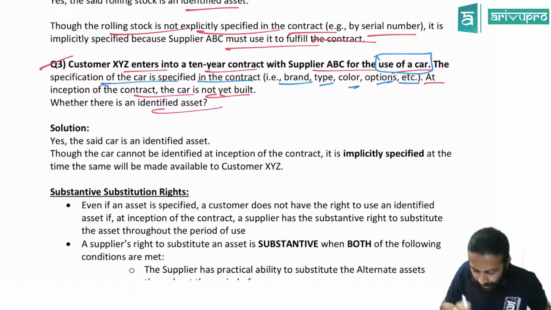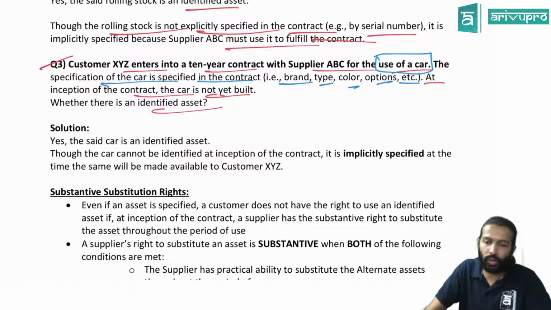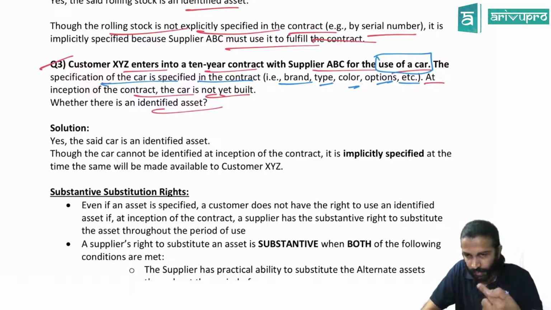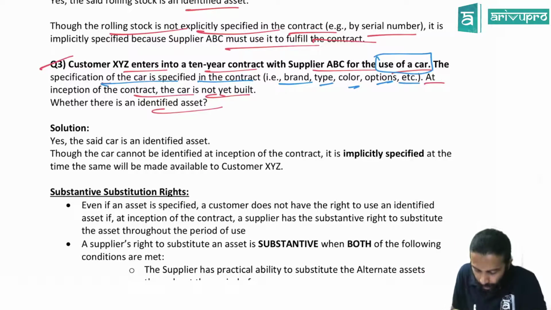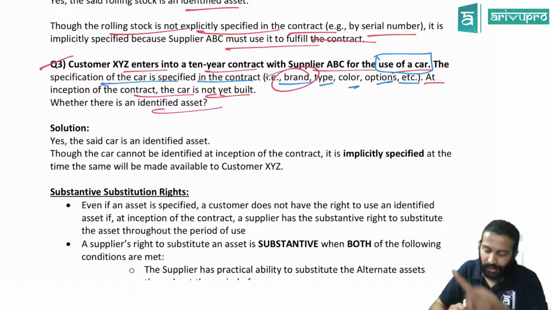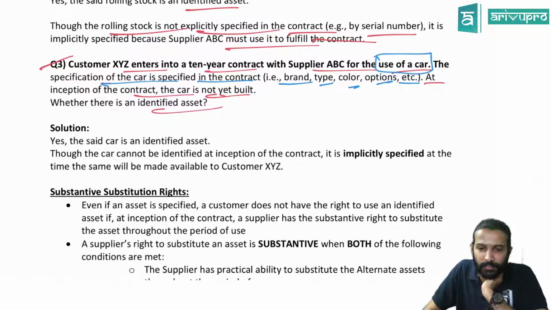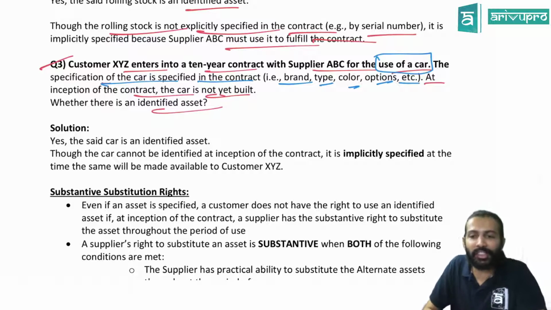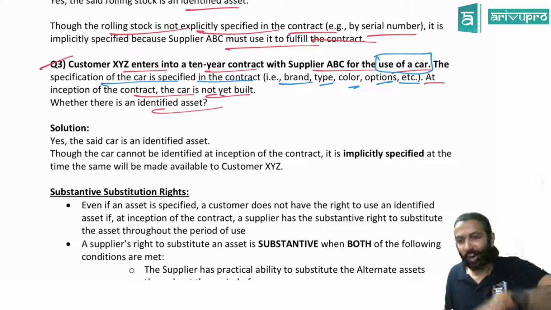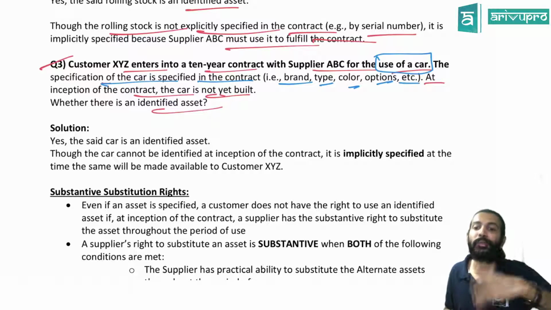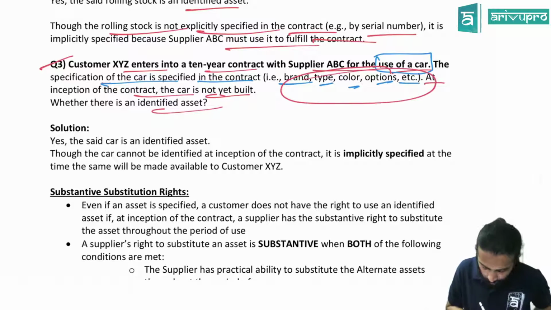Here the car is not yet built. But brand, type, color, every specification is called out in the contract. Meaning they will build it first. The supplier will make that car according to the brand, type, color specified by the customer, and then give it on lease to the customer. The identified asset will be identifiable because every specification is already clear. Identified asset does not mean it should be physically present, or, like in the last problem, called out in the contract. Even assets which are not in existence on the contract day can be identified. On what grounds? Because clearly you have called out the specification.